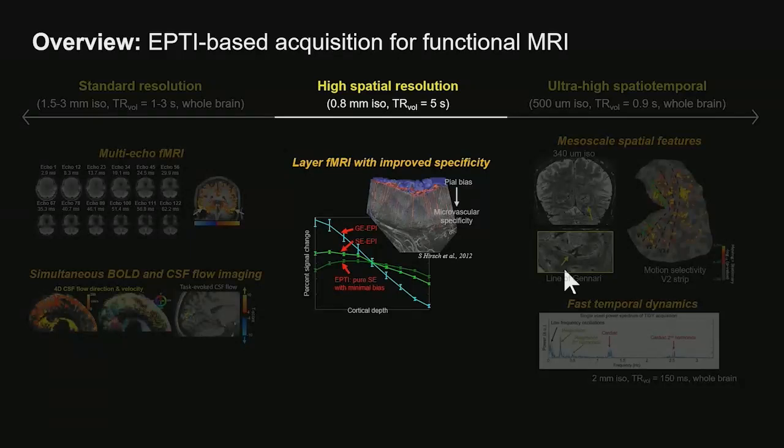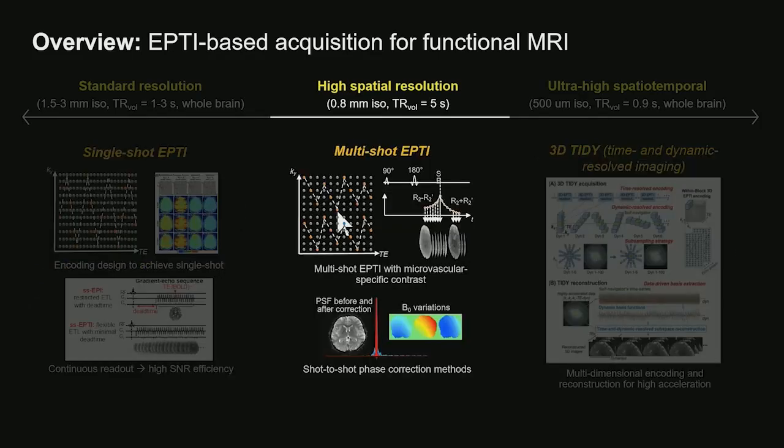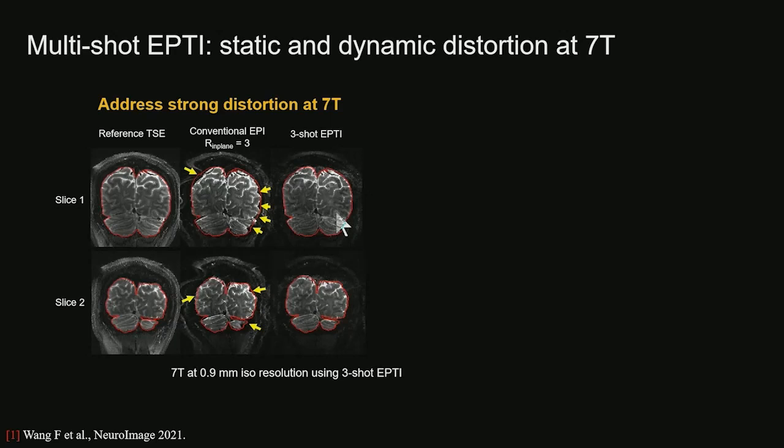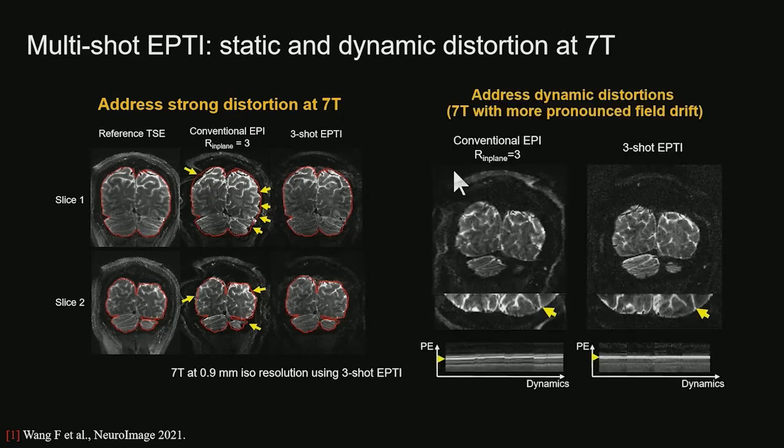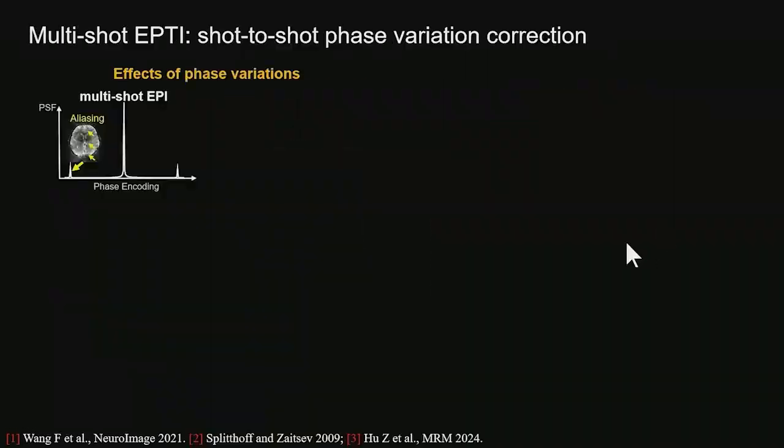So next, I want to quickly go through how we can also look at higher resolution, to look at layer fMRI with improved specificity using multi-shot EPTI. And here again we are showing how EPTI addresses the stronger distortion at higher field strengths, as well as the dynamic distortion that can be more pronounced at higher field strengths. You can see the geometric changes across time that can be removed in the EPTI data.